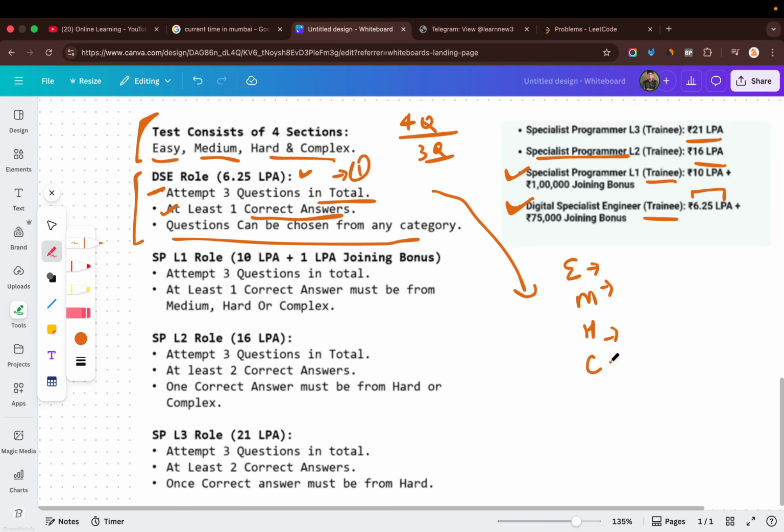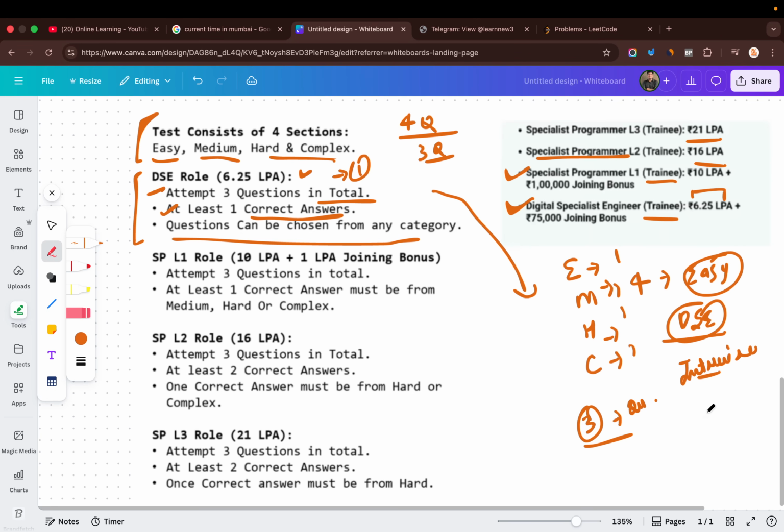What does it mean? Suppose there is an easy level, medium level, hard level and complex level. So there are 4 questions in total, one in each part. Suppose you solve the easy one as well. So you have the opportunity of a DSE interview, most probably, out of the 4. You have to attempt 3 questions in total, but at least one of your answers should be correct. Attempting is one thing, and passing all the test cases is a different thing.